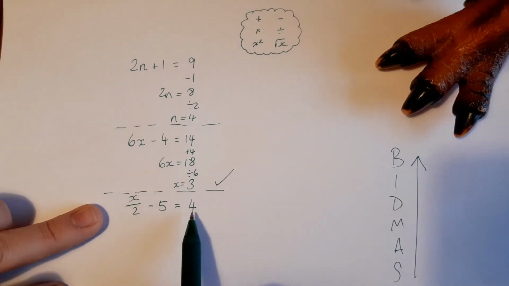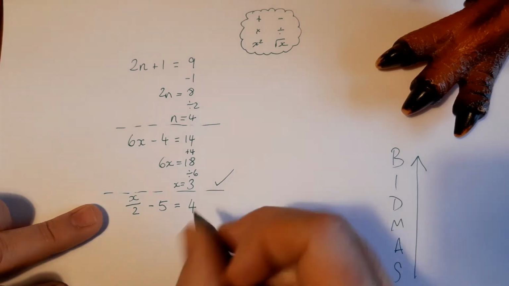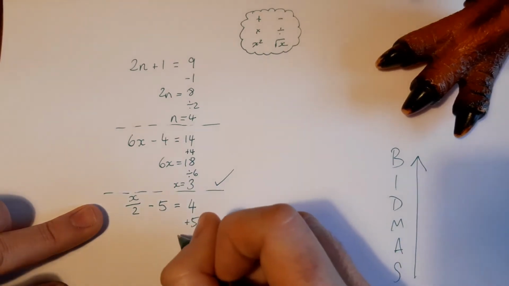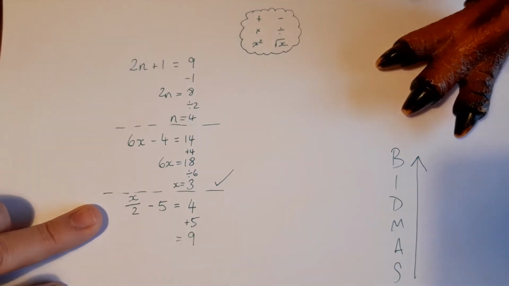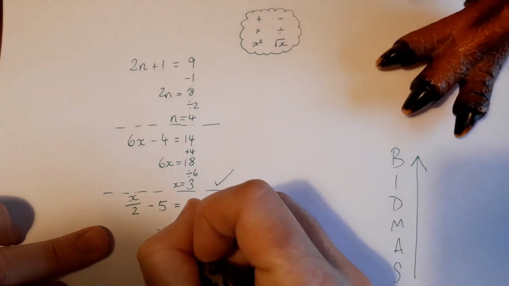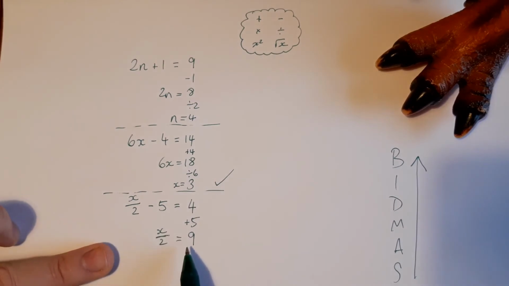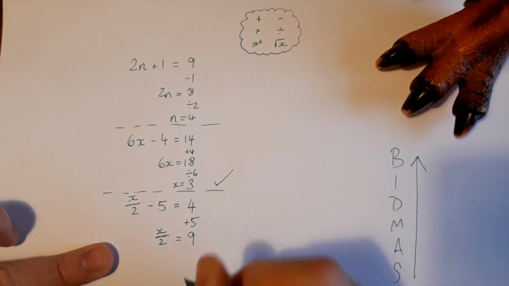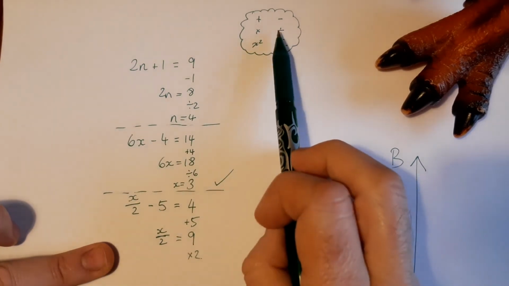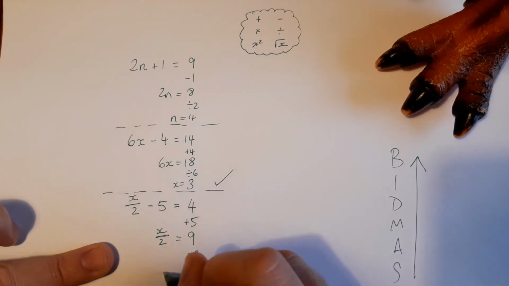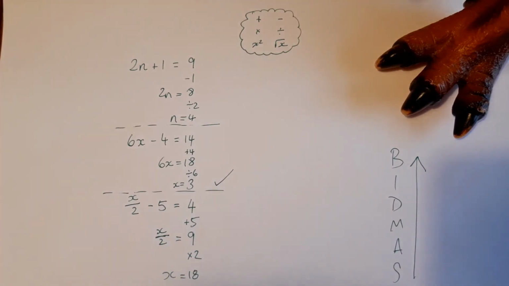We're going to do x over 2 take 5 equals 4. Working backwards, the opposite of take is add. The inverse of take 5 is add 5. 4 add 5 equals 9. Awesome. So I'm down to x over 2, or x divide 2, equals 9. Okay, well, let's do the inverse of divide 2, which we know is times 2. The inverse of divide is times. 9 times 2 is 18. x is 18. All right, last little one.